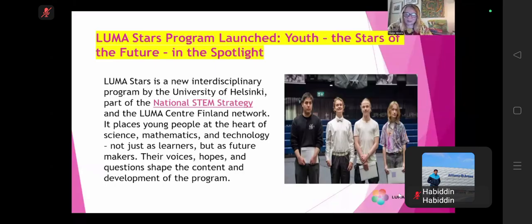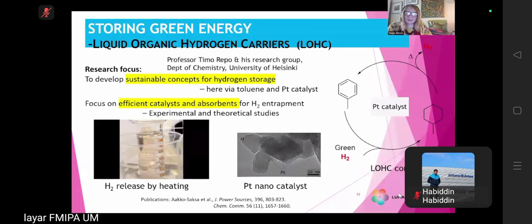For example, they visited Professor Timo Repo's research group, and they were studying how they study hydrogen storage and what kind of methods and what kind of results and what kind of questions do they have. And they were discussing with scientists and learning together and sharing their thoughts and learning with other young people.